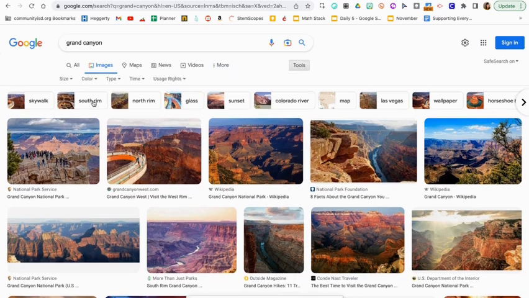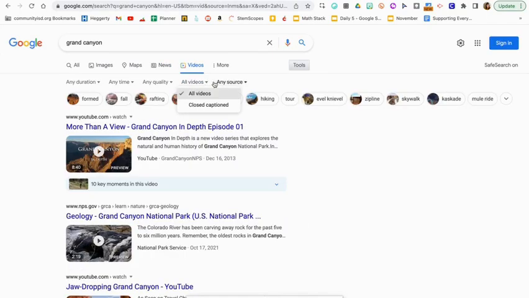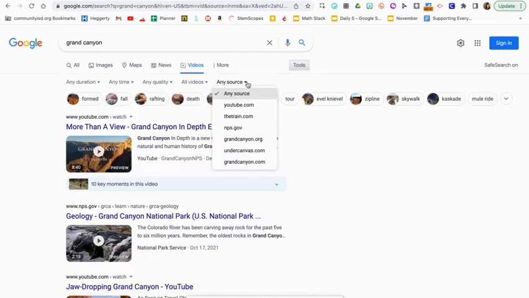when we click on Images in the Tool menu, we can choose the size of our image, color of our image, the type of image, whether it's a clip art, line drawing, or a GIF. We can also choose the time it came from, and we can choose the usage rights. So as you can see, each different filter, when used with the Tools menu, gives you a lot more options for narrowing your search even further.